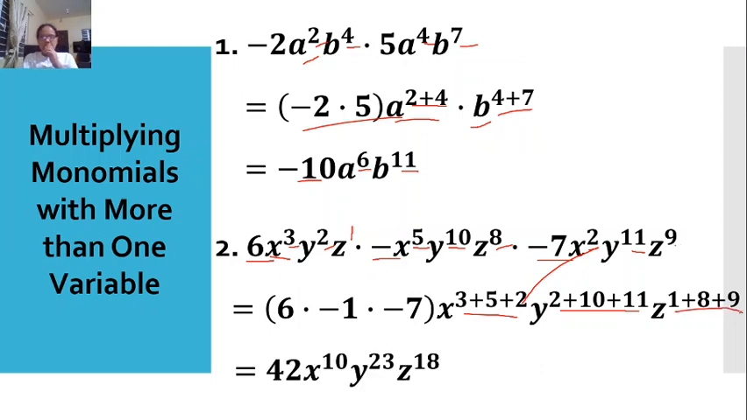Okay, so 6 times negative 1 times negative 7 will give us 42. X raised to 3 plus 5 plus 2 is 10. Y raised to 2 plus 10 plus 11 will give us 23 as an exponent. And z raised to 1 plus 8 plus 9 is 18. So this is the final answer.